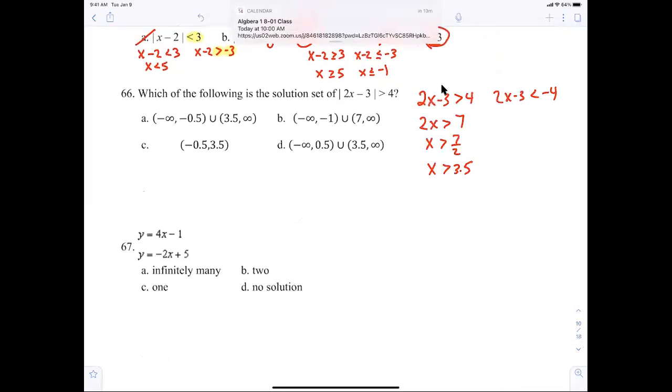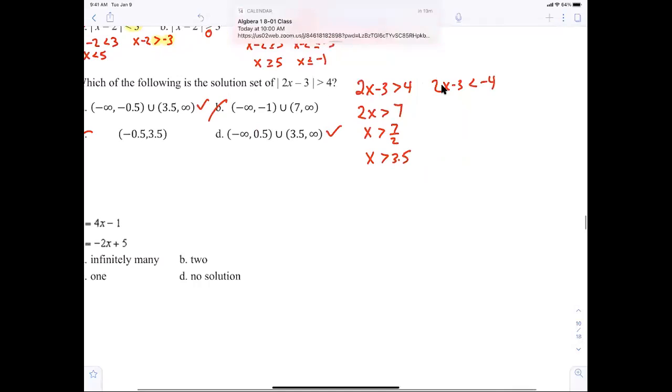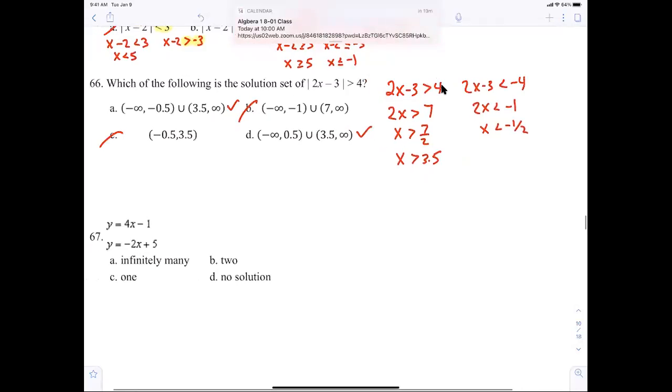So if x is greater than 3.5, I see D and I see A. So right off the bat, I can eliminate B and C. Now over here, 2x is less than negative 1, x is less than negative 1 half. Uh-oh. So less than negative 1/2. So the only difference is this one's positive, and because this one's negative, the answer is A.